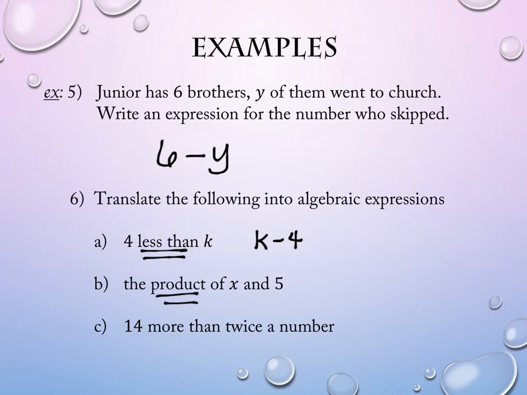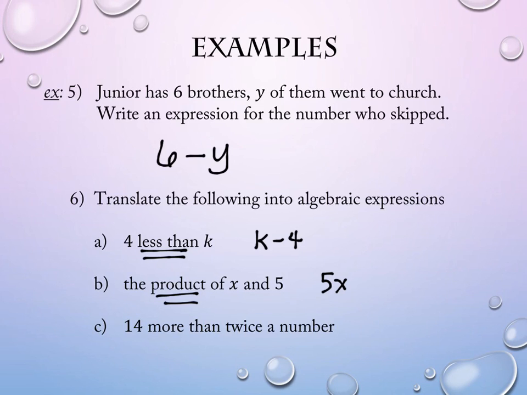Product. What does the word product mean? It means multiplication, absolutely. So if we want the product of x and 5, what would that look like? 5x. And it really doesn't matter the order. We tend to put the numbers in front of the variables, but if you wrote down x times 5, it would be right. The product of 5 and x.